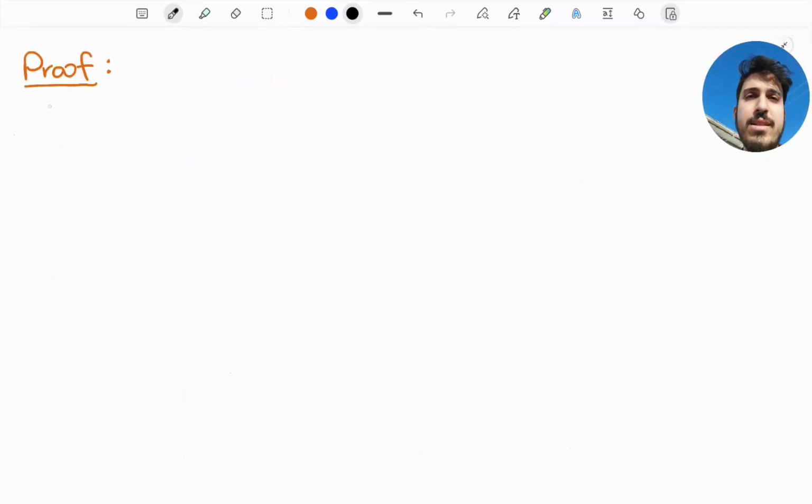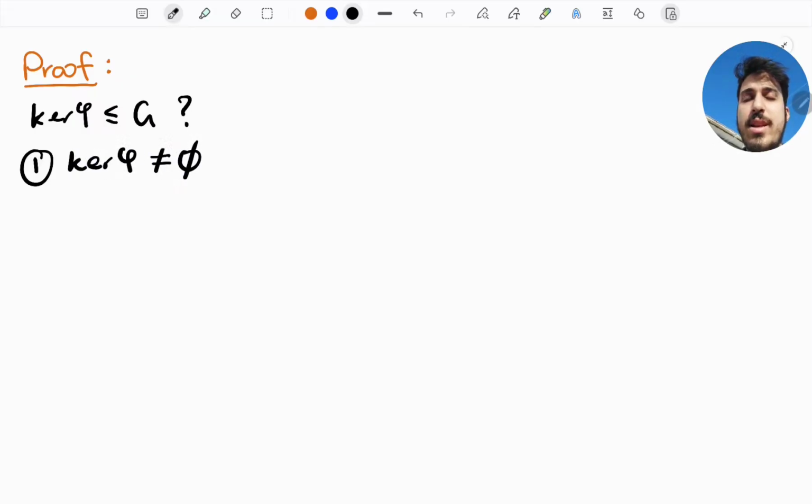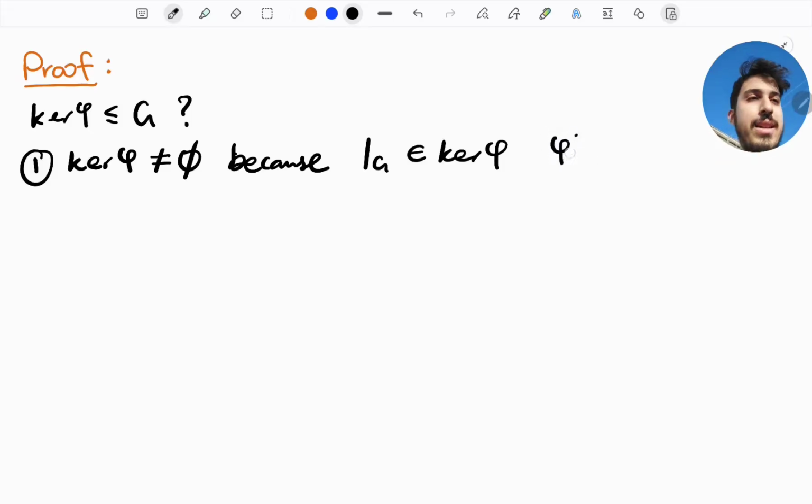First thing to prove is that the kernel of phi is a subgroup of G. To prove that, we need to use the proposition that we've already seen, where, first of all, we want to prove that ker phi is not empty. It's not empty. Why? Because the identity element of G is an element of ker phi. Since, remember, phi of the identity of G is equal to the identity of H, which counts the identity of G as an element in ker phi. So it is not empty.